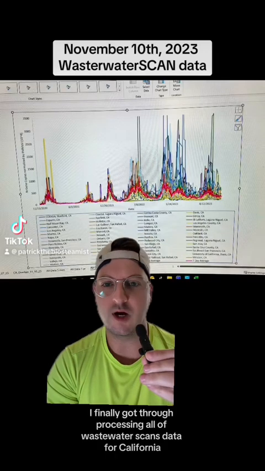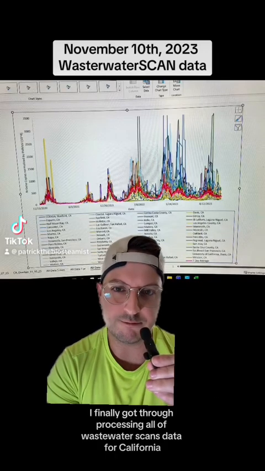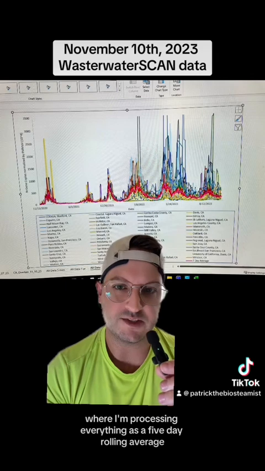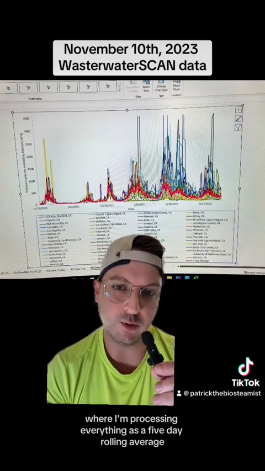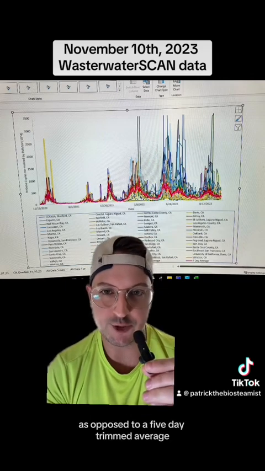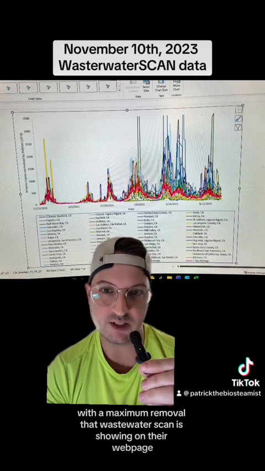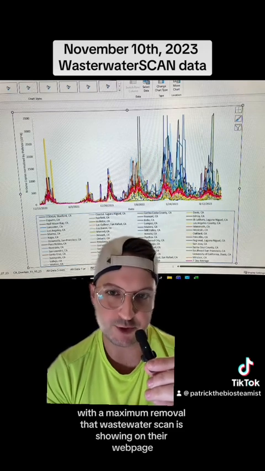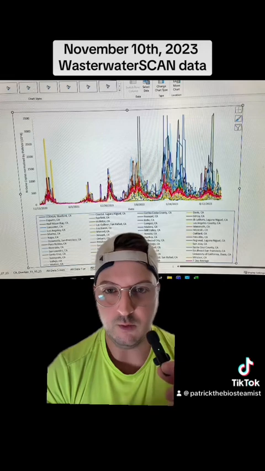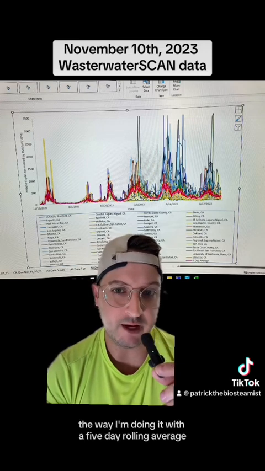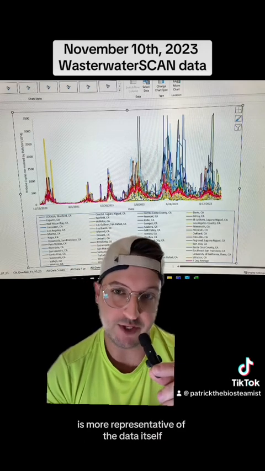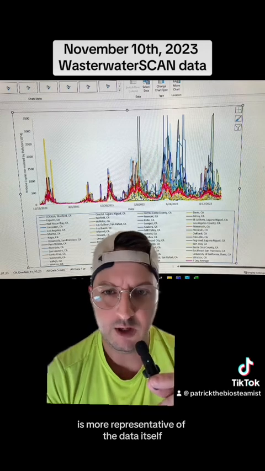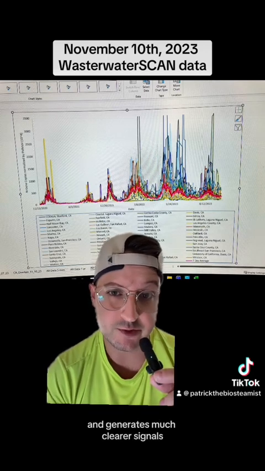I finally got through processing all of WastewaterSCAN's data for California, where I'm processing everything as a 5-day rolling average as opposed to a 5-day trimmed average with a max and min removal that WastewaterSCAN is showing on their webpage. The way I'm doing it with a 5-day rolling average or a moving average is more representative of the data itself and generates much clearer signals.